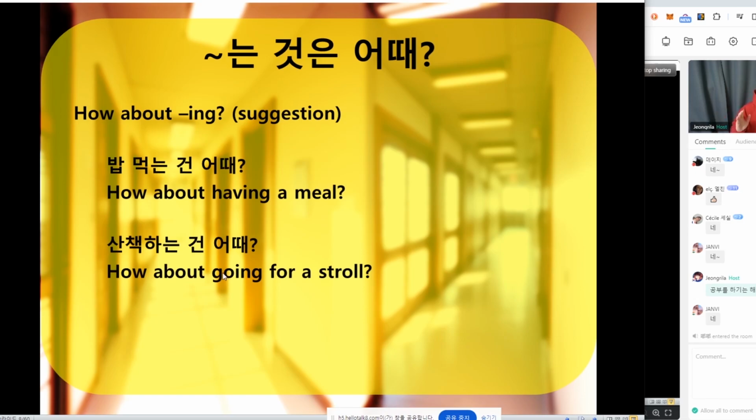This is really easy grammar points for beginners. And also it is used really much in real conversation. Good expression, right? 뭐뭐 하는 것은 어때? 뭐뭐 하는 것은 어때요? Like that. You can understand me, everybody?